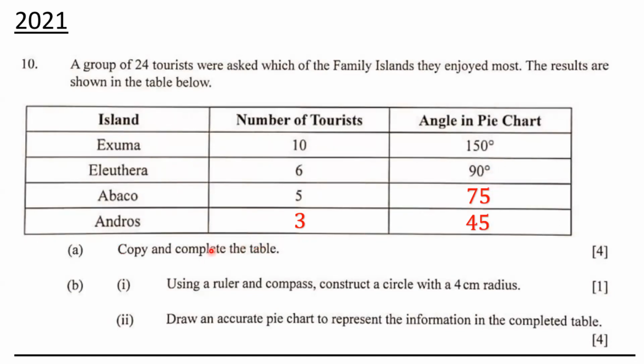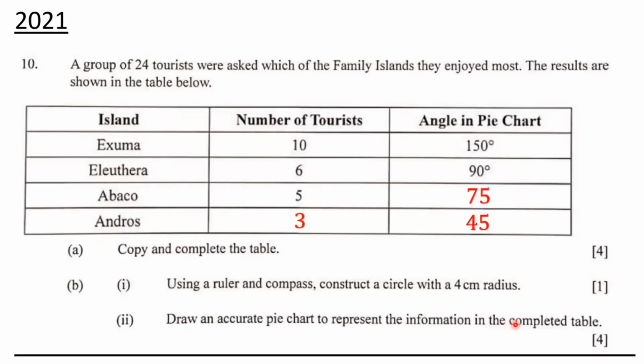For this one, we already copied and completed the diagrams. We already did part A. For B I, we want to use a ruler and a compass and construct a circle with a 4 centimeter radius. All right. And then for B II, we want to draw an accurate pie chart to represent the information in the completed table.